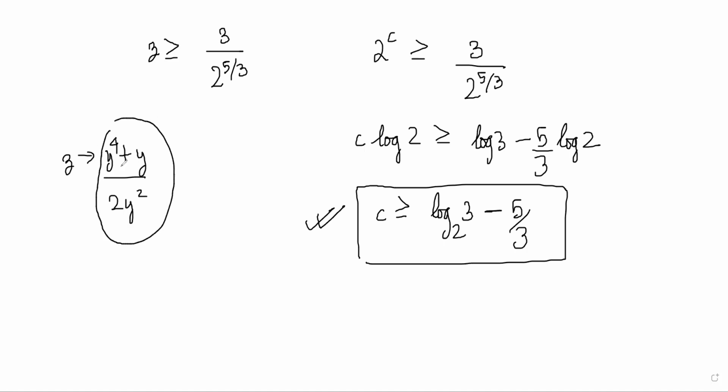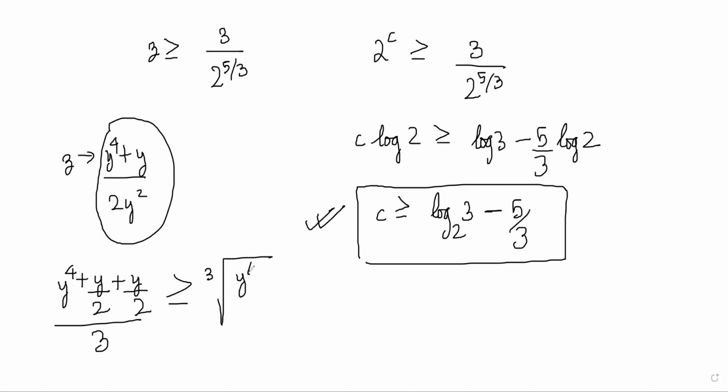And then I applied AM-GM on the numerator, but not directly, by doing it on 3 terms instead of 2 terms. And we got this by 3 is greater than or equal to the cube root of y power 6 by 4, right? And why was this better? Because here you got a y square term which got cancelled here, and we got a numerical value for the minimum value of this. So I hope you understand what we have achieved here. Let's move on to the next question.